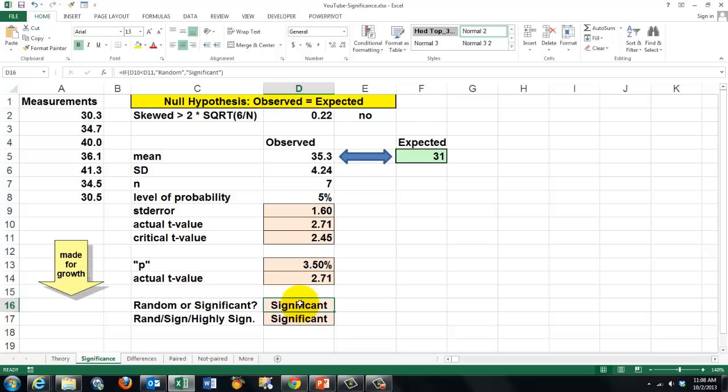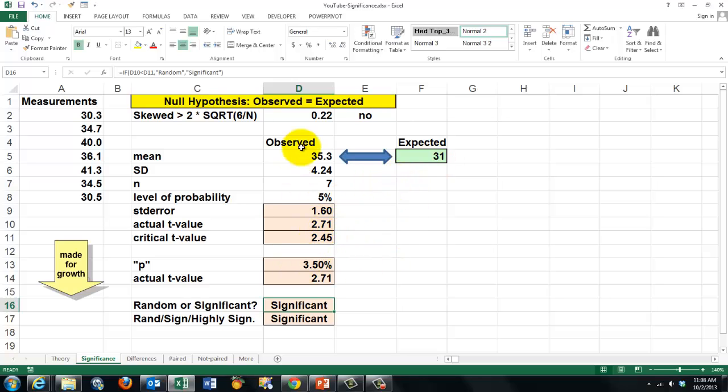So we declare this a significant difference. It cannot be attributed to random fluctuations. The null hypothesis is rejected. The measurements observed are significantly different from what I expected.